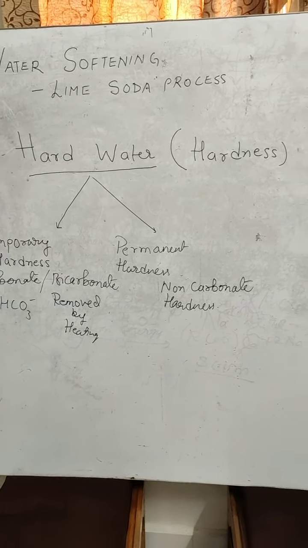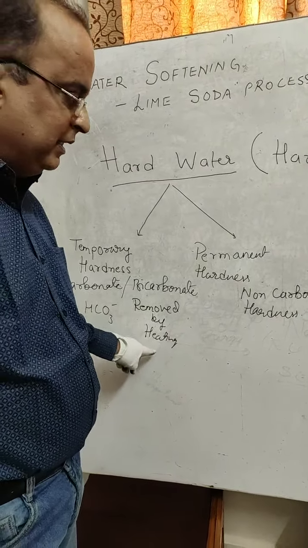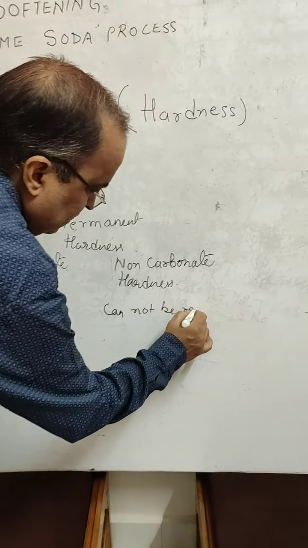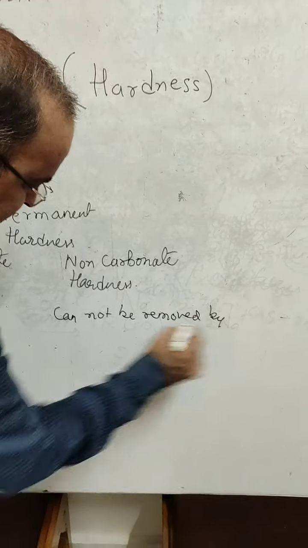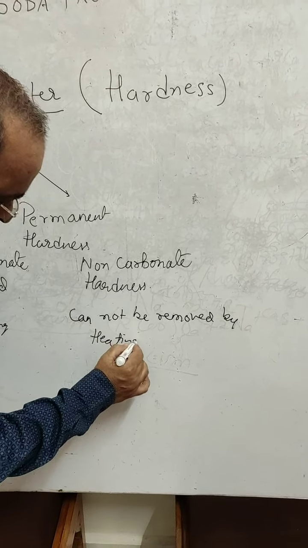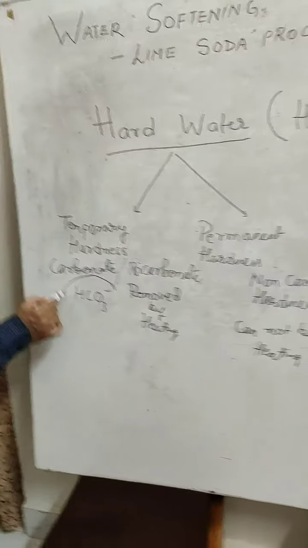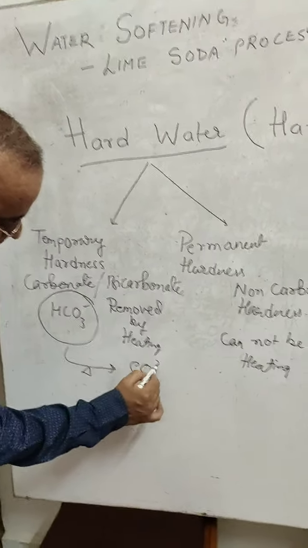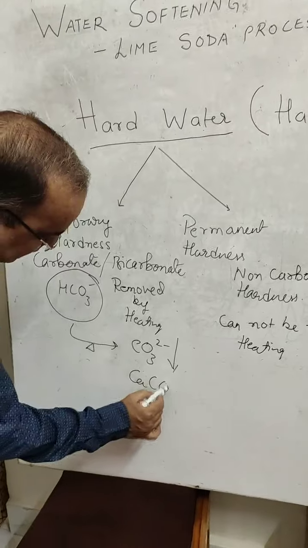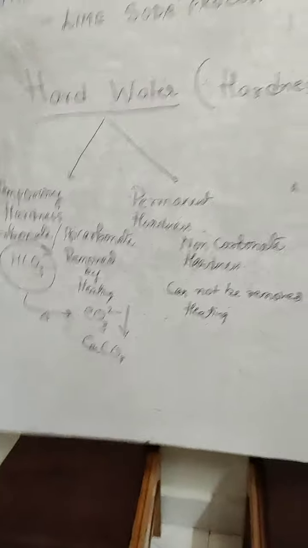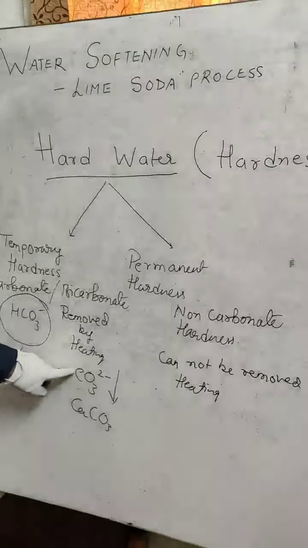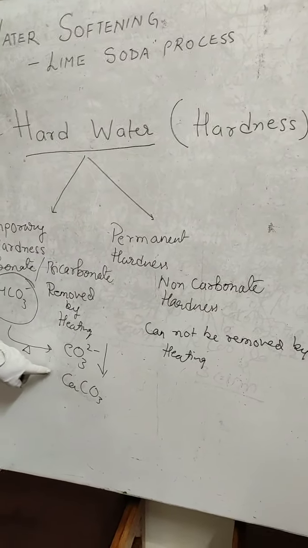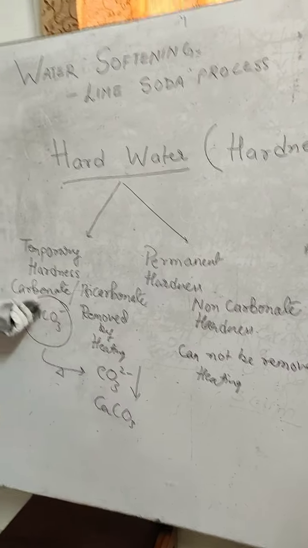Yesterday there was a query: why is temporary hardness removed by heating, whereas permanent hardness cannot be removed by heating? The reason lies in the fact that bicarbonate ion, when heated, gets converted into carbonate ion. For example, calcium bicarbonate on heating gets converted into calcium carbonate, and therefore the precipitate of calcium carbonate is produced. So it is removed.